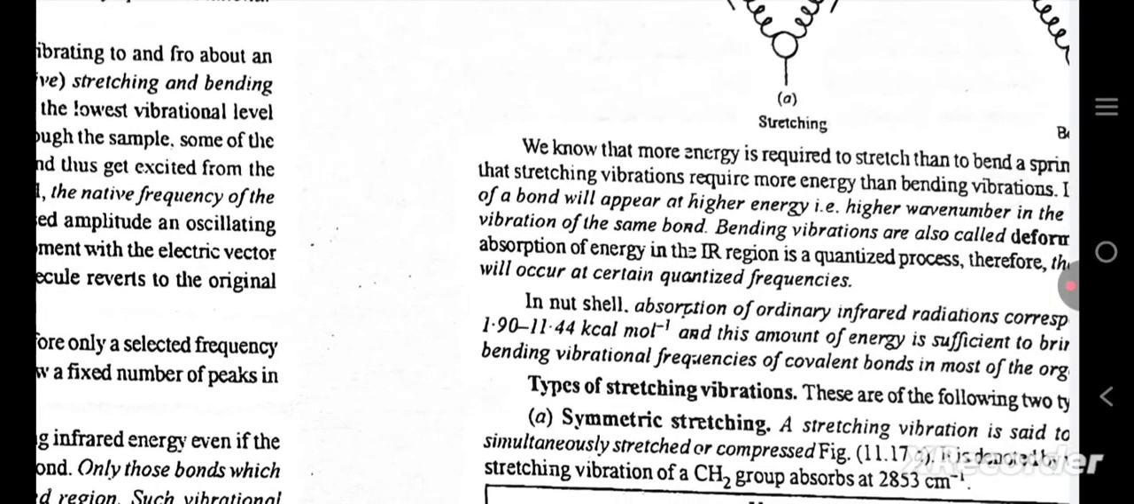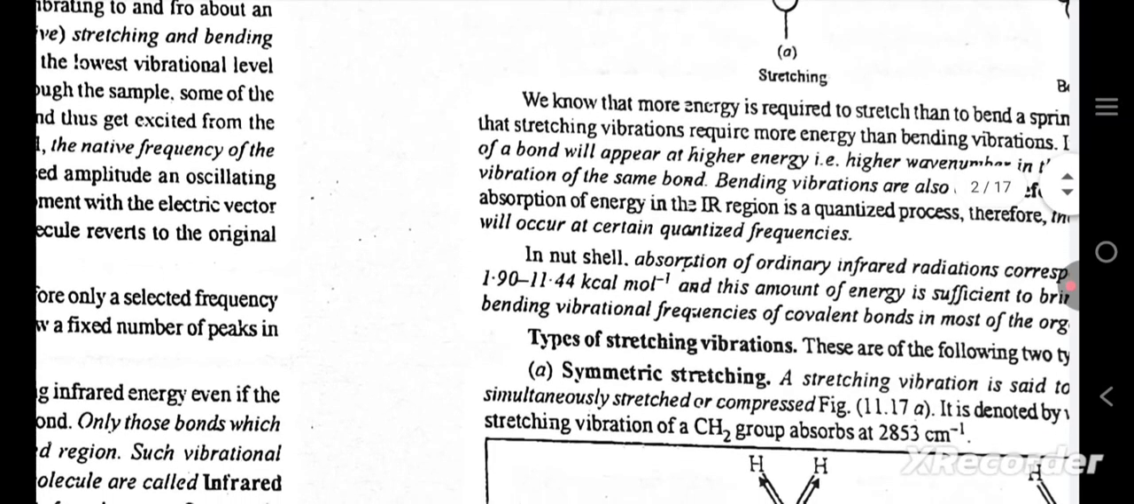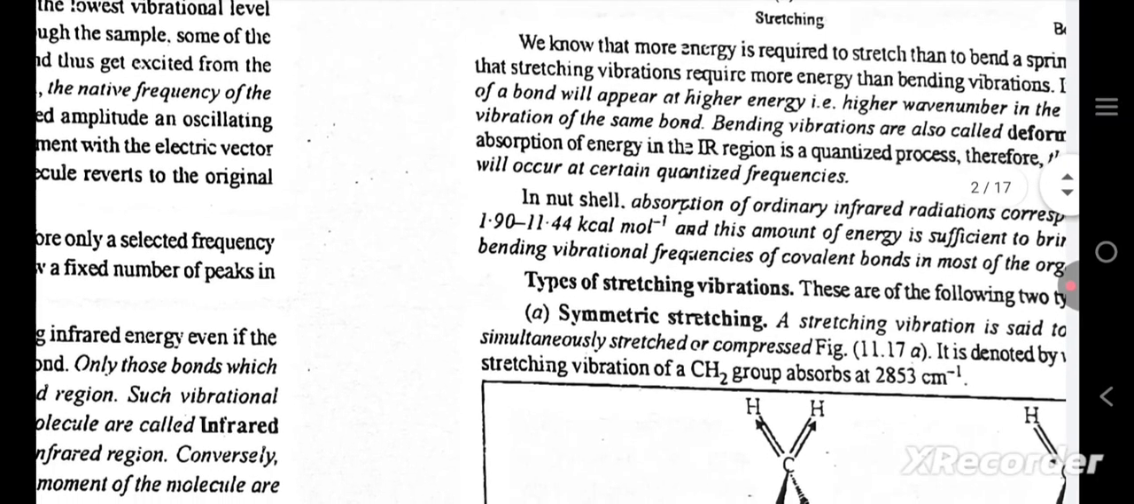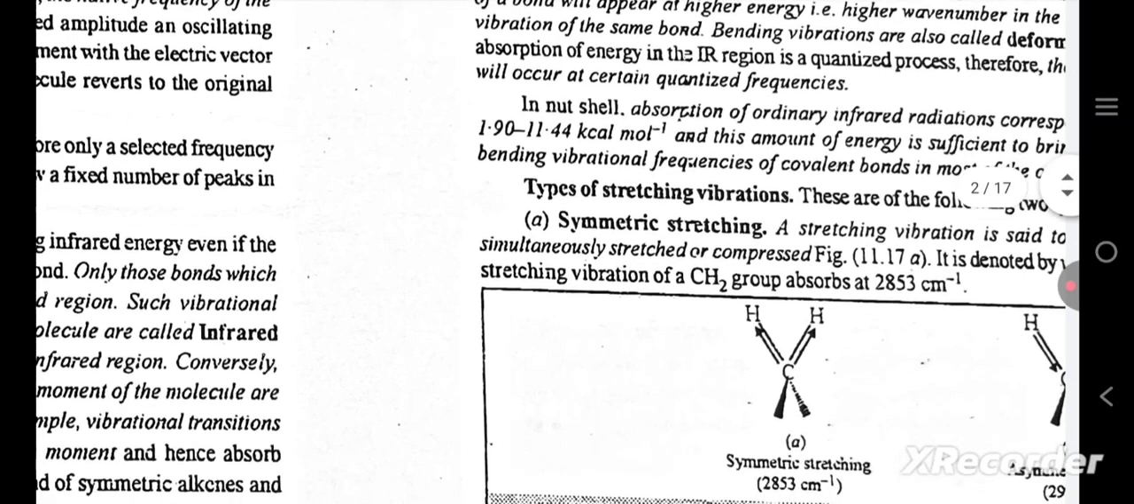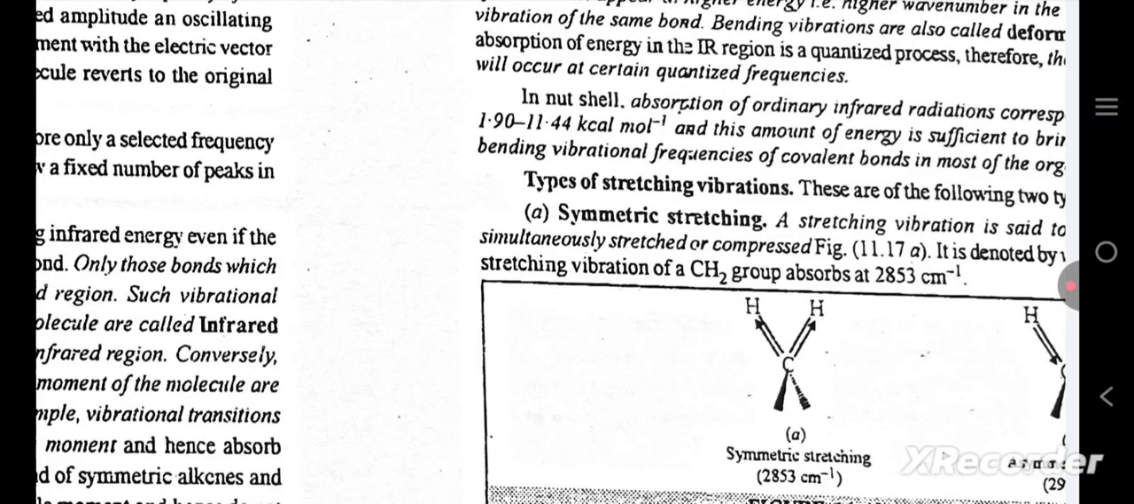We know that more energy is required to stretch than to bend a spring, so stretching vibrations require more energy than bending vibrations. The stretching vibration of a bond will appear at higher energy, that is, at higher wave number, than the bending vibration of the same bond. Bending vibrations are also called deformations. The absorption of energy in the infrared region is a quantized process. Therefore, it will occur at certain quantized frequencies. In a nutshell, absorption of ordinary infrared radiation corresponds to an amount of energy sufficient to bring about stretching and bending vibrational frequencies of covalent bonds in most organic molecules.